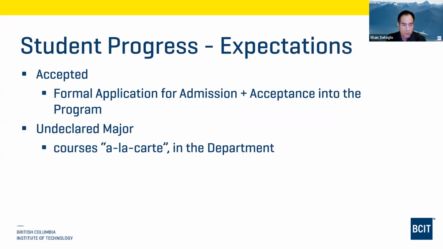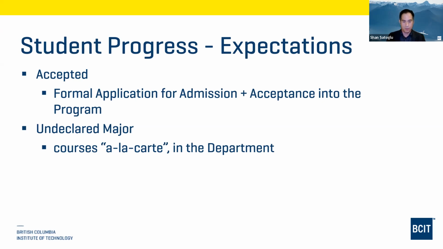So we know that there are some people who immediately know that they want to get into the program and finish in 2 years. And there are some people who need a few courses, maybe not for sure committed to a program. So we describe this as people who are accepted to the program. And in that case, they need to formally apply and get into the program.